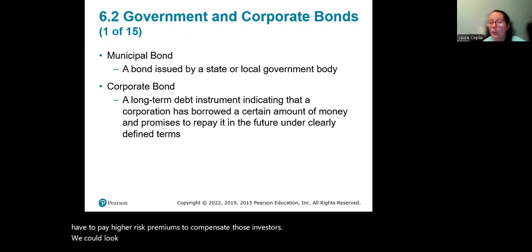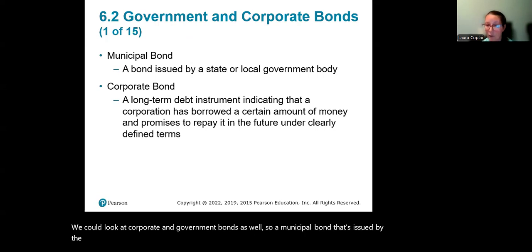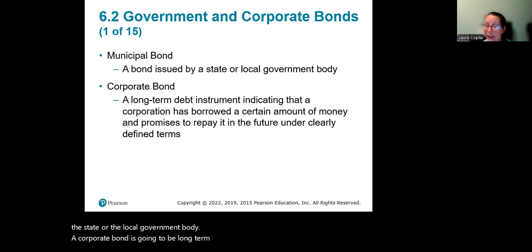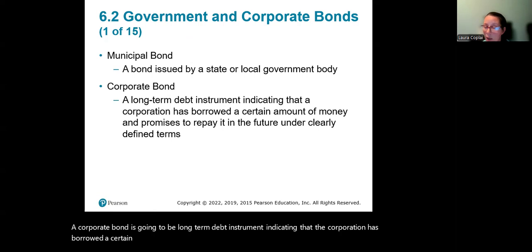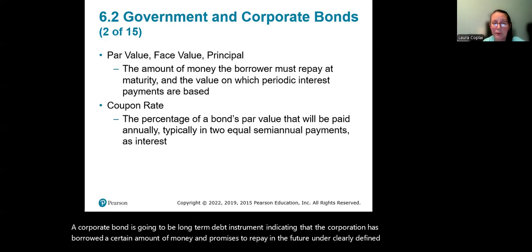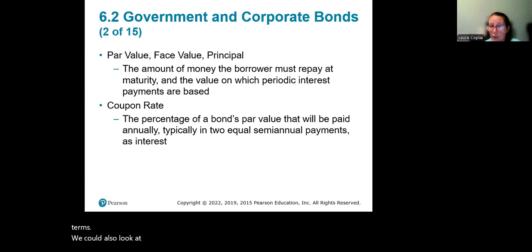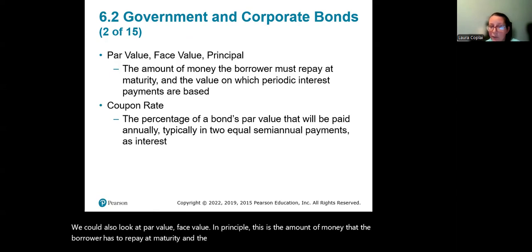We could look at corporate and government bonds as well, such as a municipal bond that's issued by a state or local government body. A corporate bond is a long-term debt instrument indicating that the corporation has borrowed a certain amount of money and promises to repay it in the future under clearly defined terms. We could also look at par value, face value, and principal. This is the amount of money that the borrower has to repay at maturity and the value that the periodic interest payments are based on. The coupon rate is the percentage of a bond's par value that will be paid annually in two equal semi-annual payments as interest.